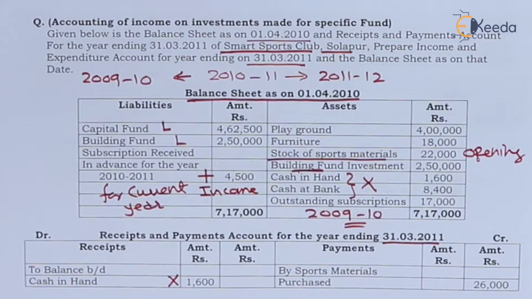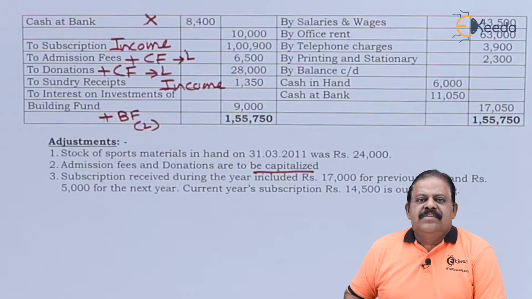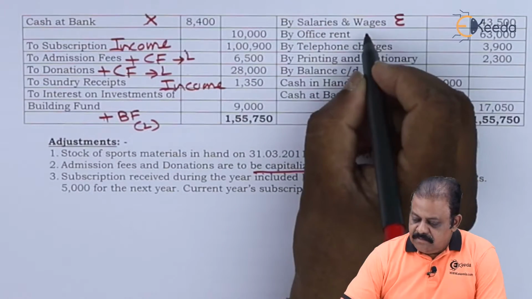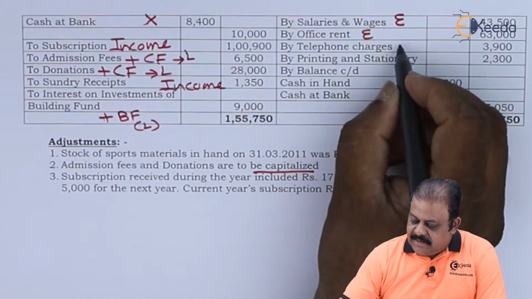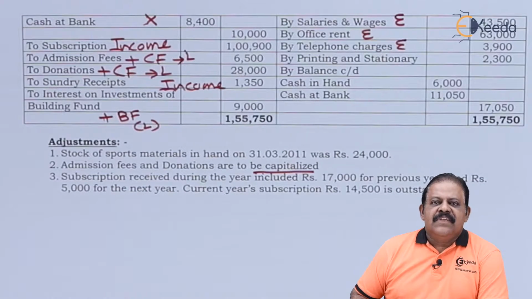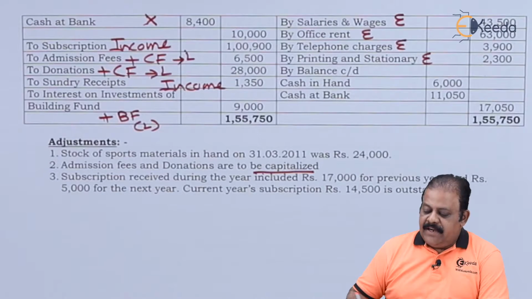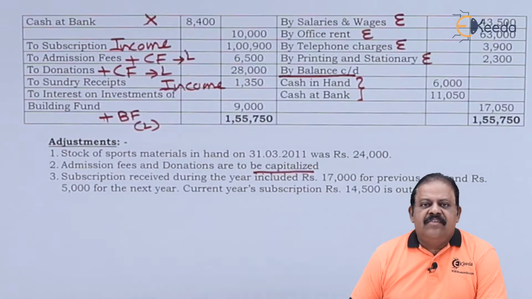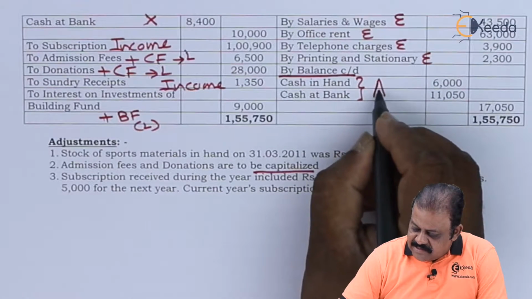Let us go through the payments. Sports material purchased. This will be recorded here as expenditure. Salaries and wages. Expenditure. Office rent. Expenditure. Telephone charges. Expenditure. Printing and stationery. Expenditure. By balance carried down, that is closing balance of cash and bank. This will be recorded as asset.